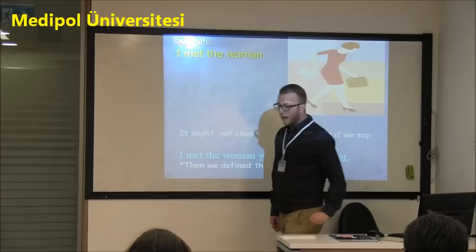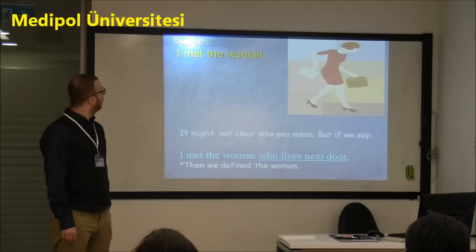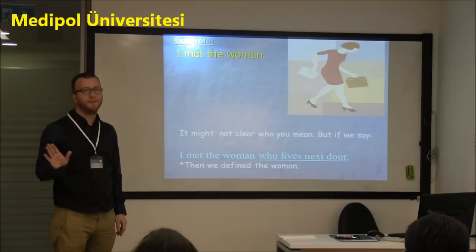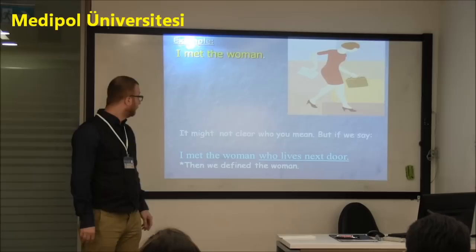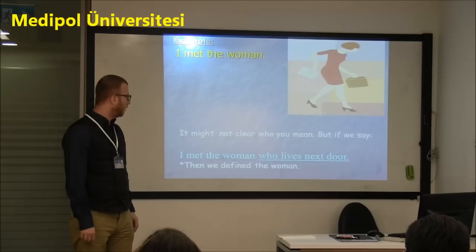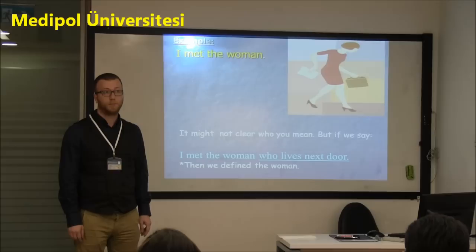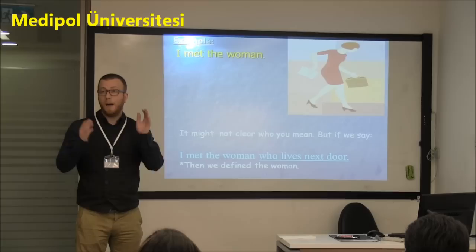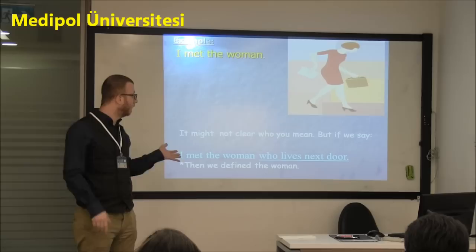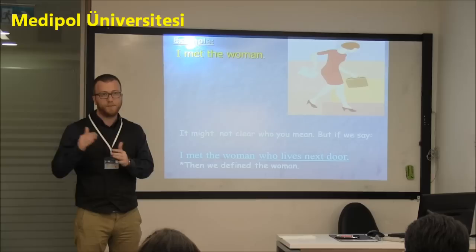So, I met the woman. When we look at this example, we don't have any little tiny idea about the woman, who that woman is, right? So, by using a clue, we will make it more clear. I met the woman who lives next door. So, it's a clarification of the woman, whom we are not familiar with. If I say, I met the woman, everybody will ask, who is that woman? But if I say, who lives next door, then I have an idea about the woman, because that woman is living next door. So that means we define the woman.